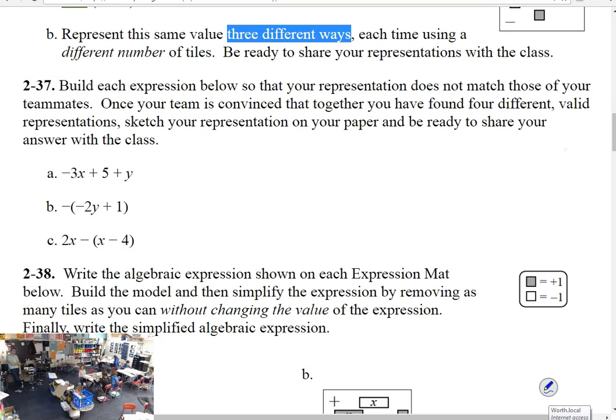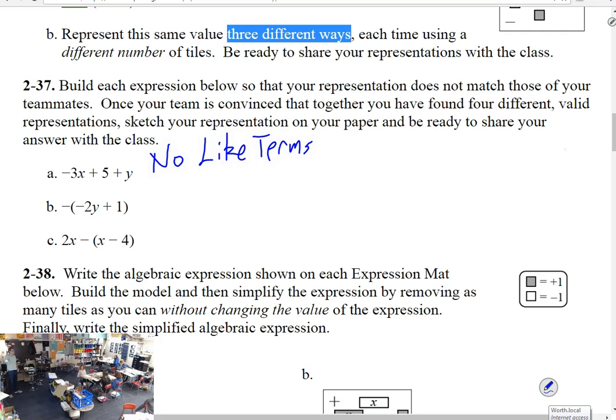Nothing can be combined. Why can't I combine things? Who's got that vocab word? Ian? Because there's no like terms. So, how did you make it in other ways then? What did you do to the expression to make yours different than the initial? I mean, you just kind of mix it up a bit, like move it around.